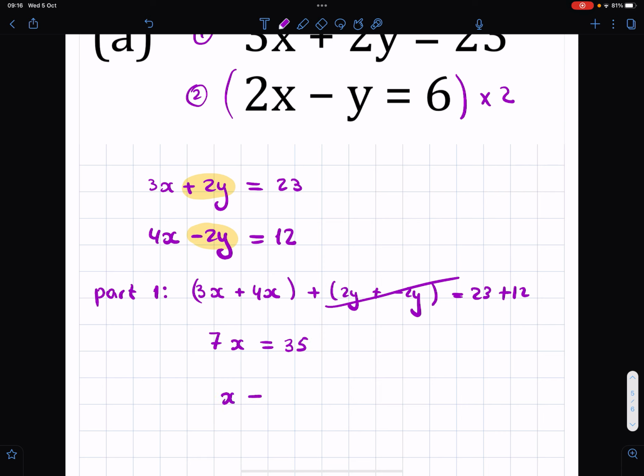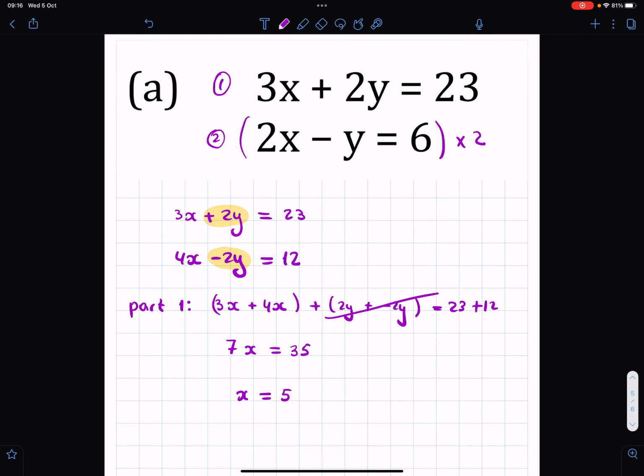And x will be 5. X is going to be 5. 35 divided by 7 gives us 5. So we found x. So guys, the thing is, this is the equation we made. We basically multiplied the original given equation by 2 to get this second equation.